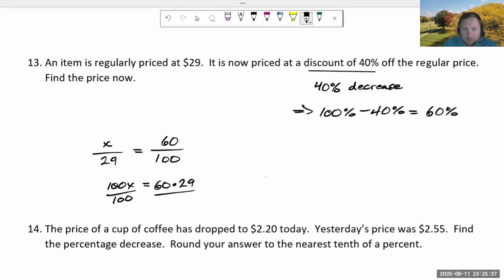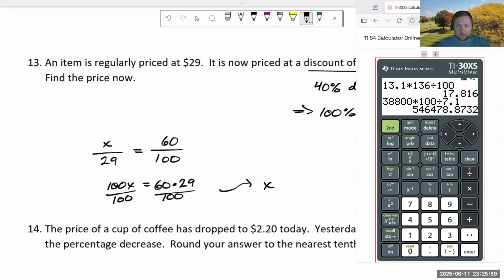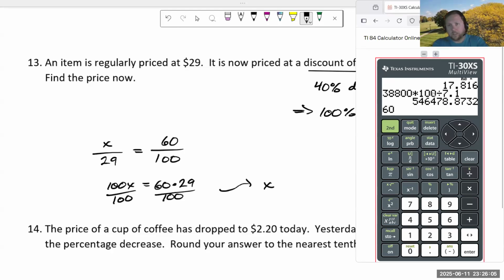And to be honest, you don't have to set it up so that you're doing all of this algebra. If I was in the store, I would just be thinking, take 0.6 times 29. There's so many ways to think about these. Okay, so x, so I have 17.4. But I would just be thinking, 29 times 0.6 will get me there just the same.